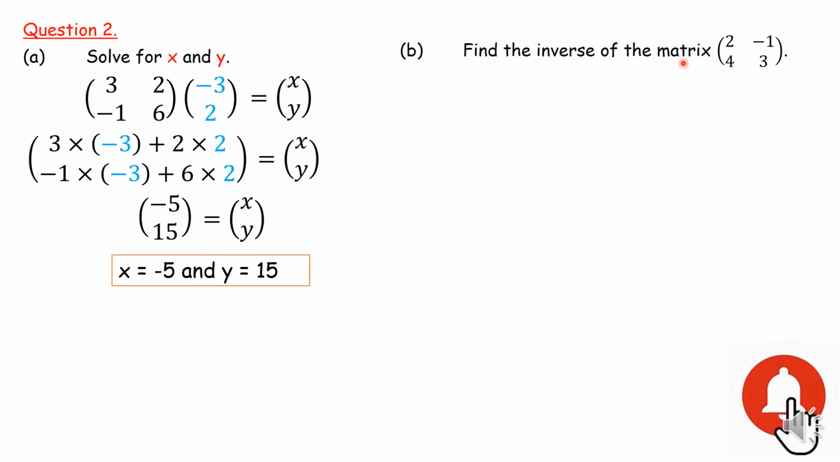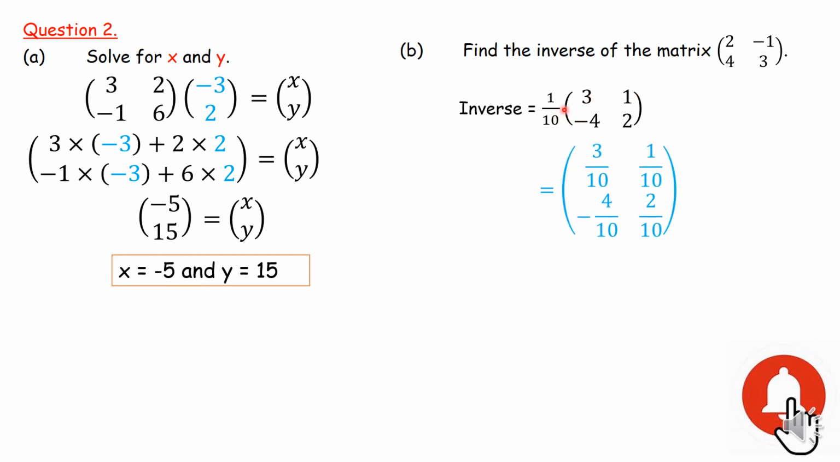The inverse of the matrix, remember, you are going to take the determinant. So 2 times 3 is 6, minus 4 times negative 1 is negative 4. So 6 minus negative 4 is the same as 10. So it's 1 over 10, and you swap the leading elements of the matrix around, and then you change the sign for the trailing diagonal. So that becomes positive 1, and this one becomes negative 4. So you can leave it in this form, or you can continue by multiplying throughout by 1 over 10ths. That gives you 3 tenths, 1 tenth, negative 4 tenths, and 2 tenths.